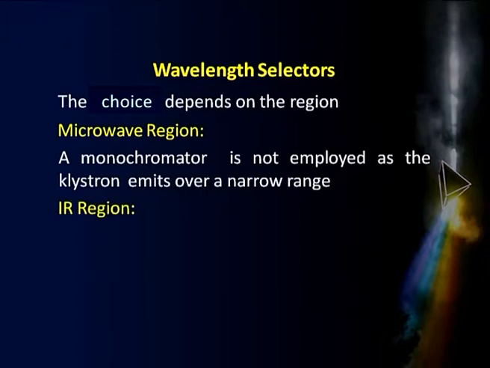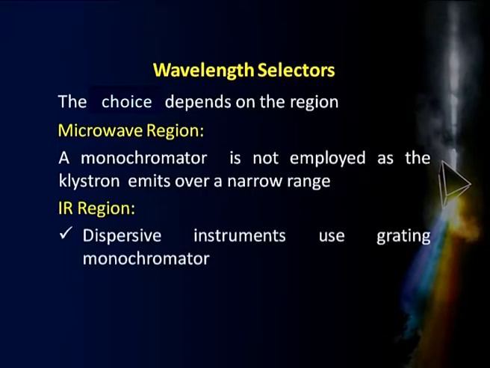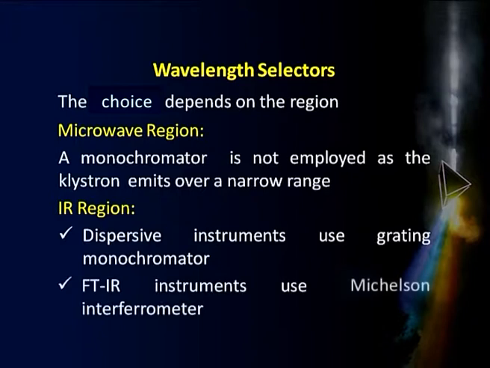And for the IR region, there are two types of instruments we use. One is called dispersive instruments. They employ grating monochromators. We will talk about grating monochromators as we move further. And the modern instruments which are FTIR based will use a Michelson interferometer, which is slightly out of the scope of this session here.